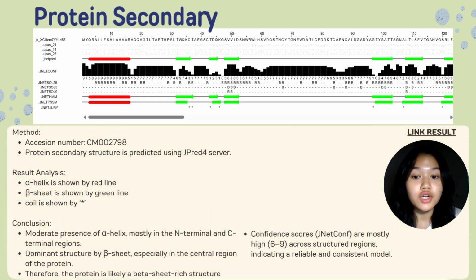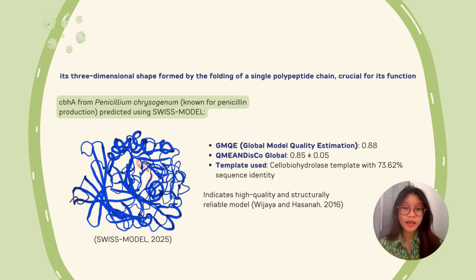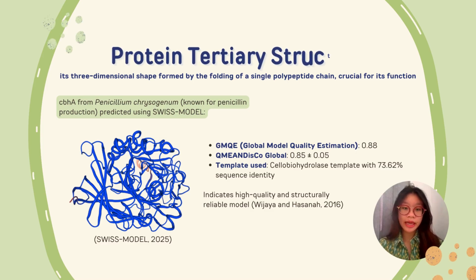The protein secondary structure is predicted using the GOR IV server. From the result analysis, we can see that this protein is likely a beta sheet-rich structure. This is the predicted tertiary structure of cbhA, a protein from Penicillium chrysogenum, the fungus famously known for producing penicillin. The model was generated using SWISS-MODEL and is shown in a ribbon format, highlighting the overall shape and folding of the protein. This structure represents a monomer consisting of a single polypeptide chain. While many proteins function as monomers, others may form dimers or larger complexes.